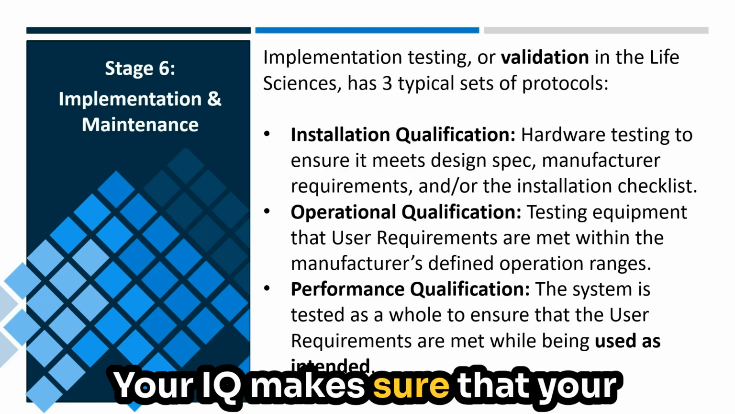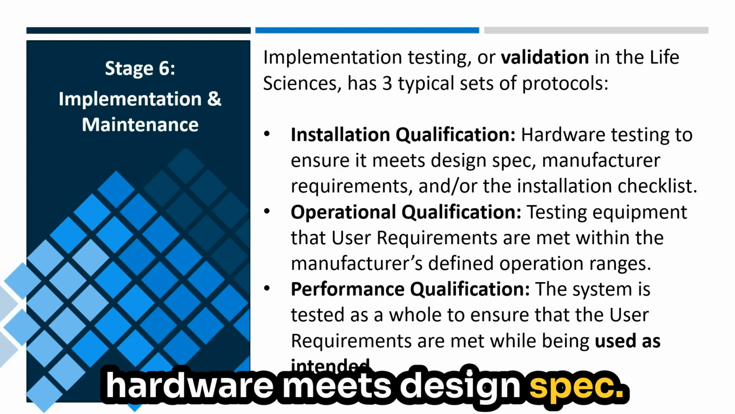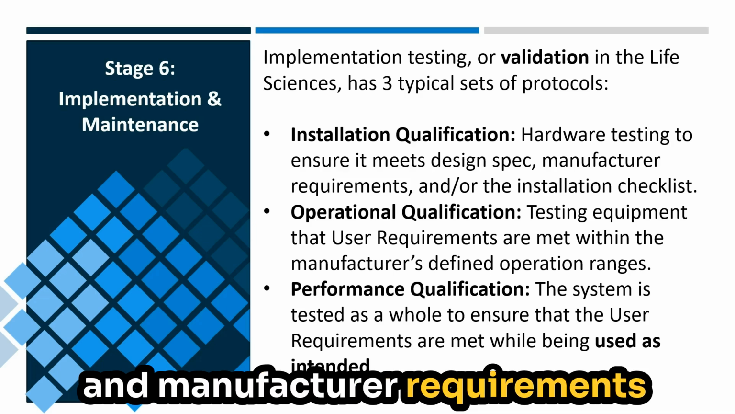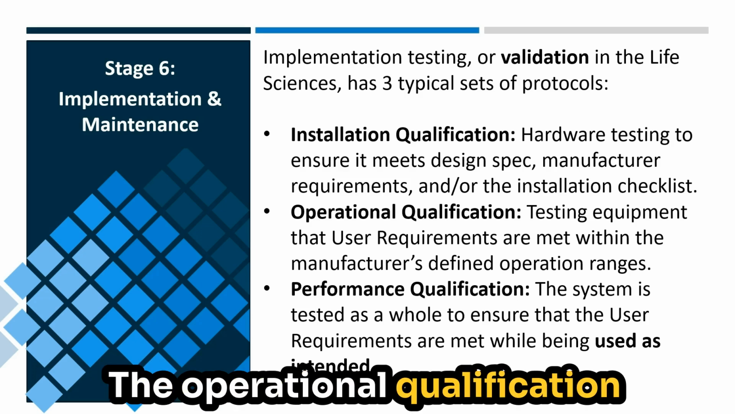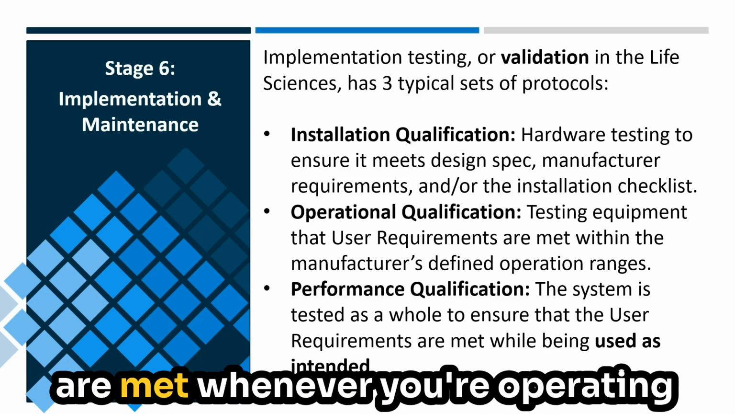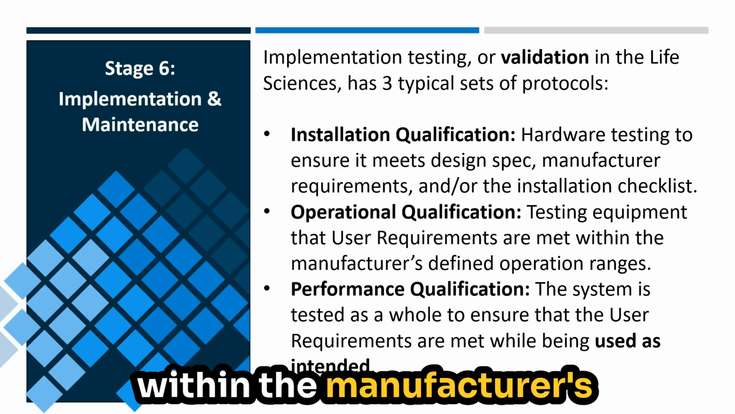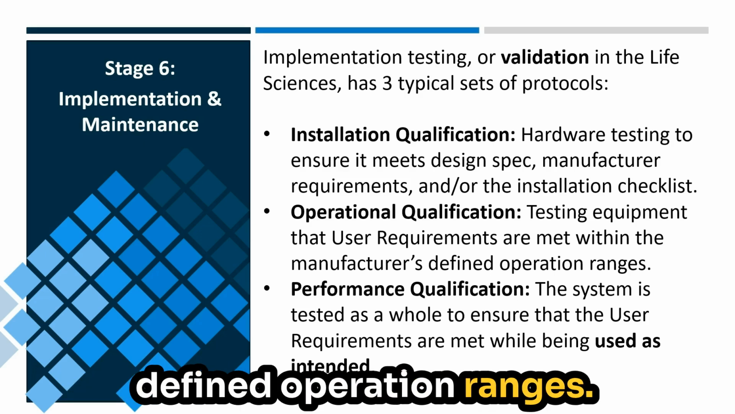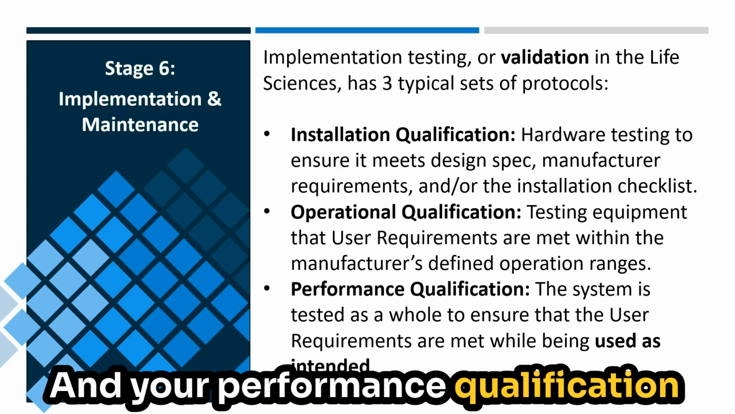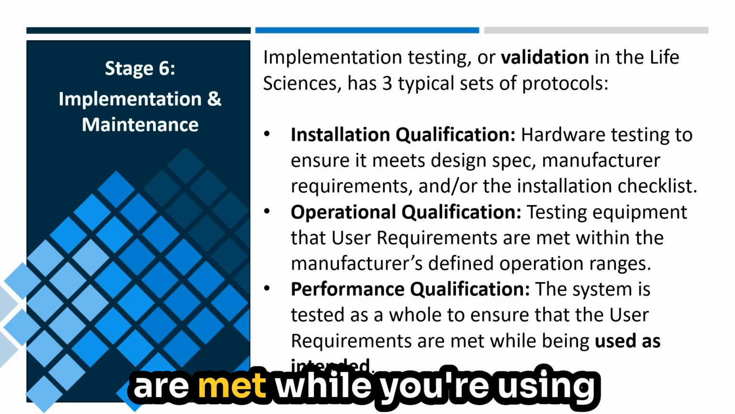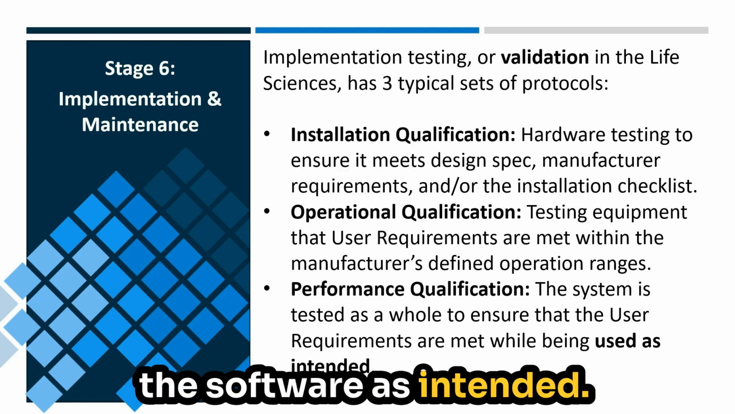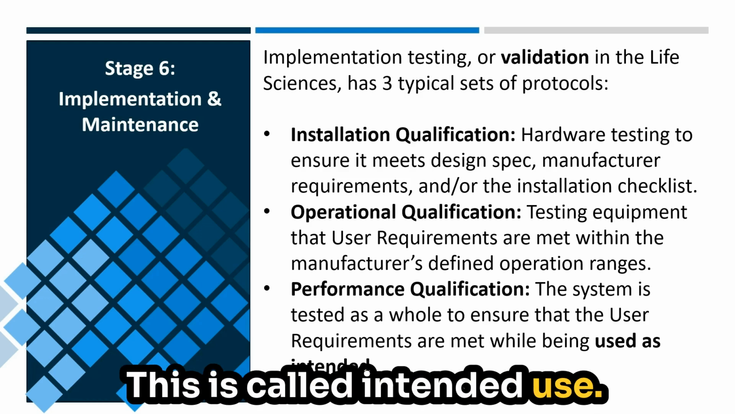Your IQ makes sure that your hardware meets design spec and manufacturer requirements and your installation checklist. The operational qualification ensures that the user requirements are met whenever you're operating within the manufacturer's defined operation ranges. And your performance qualification tests the entire system to make sure that the user requirements are met while you're using the software as intended. This is called intended use.